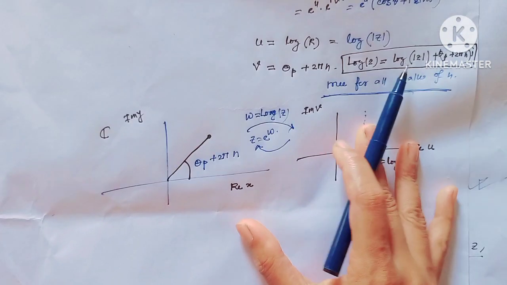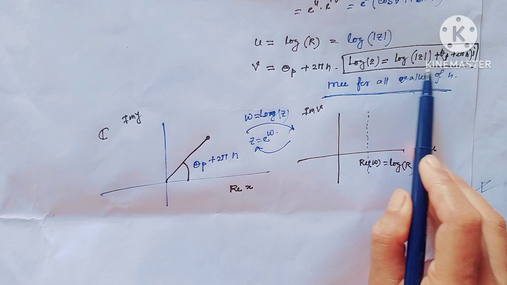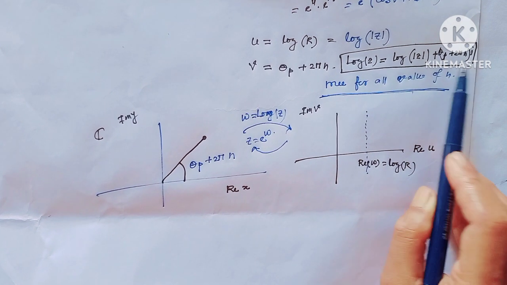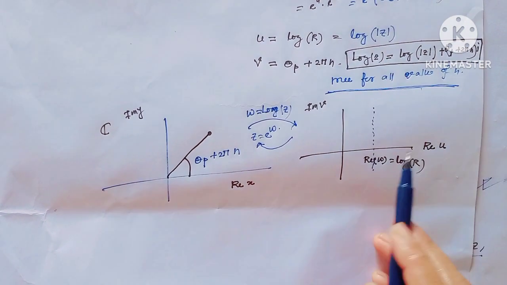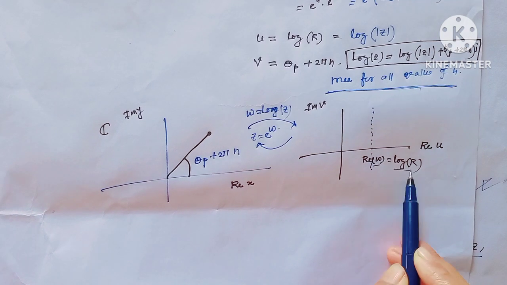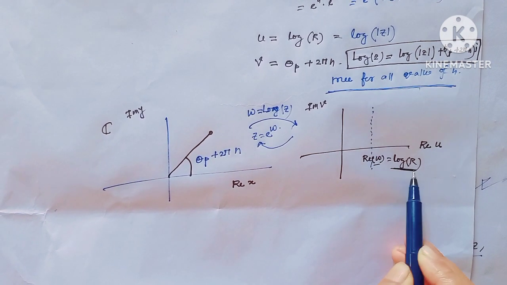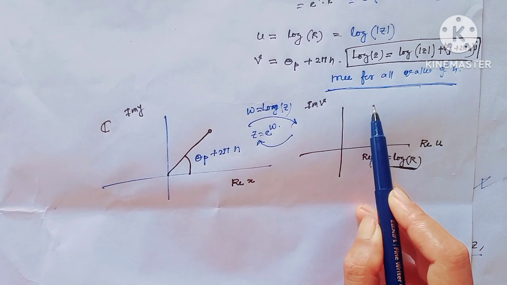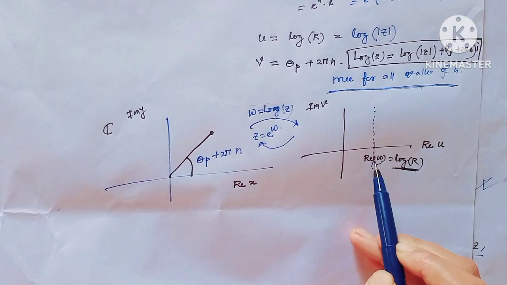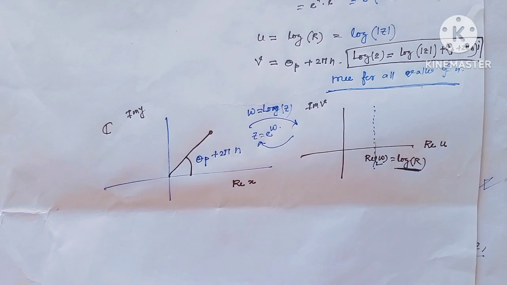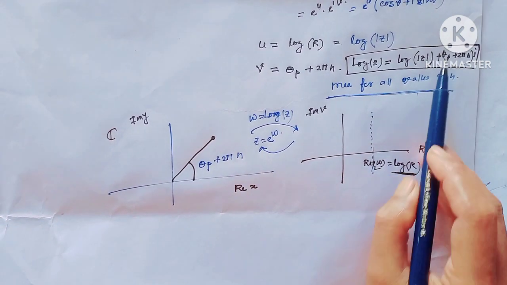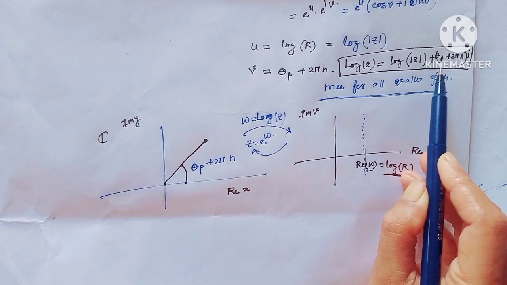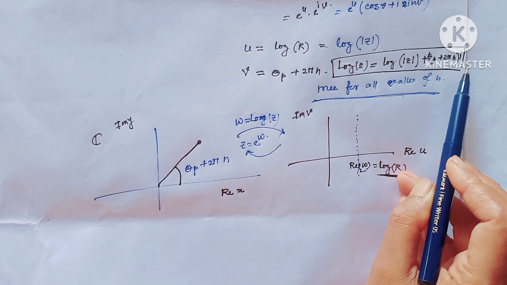Log z means log absolute value of z plus i theta p plus 2 pi n times i. Log absolute value z means, consider this is the log r, this is the radius, and this would be this type of line. But the phase angle of w could be different, because here log z means log absolute value of z plus i theta p plus 2 pi n times i.